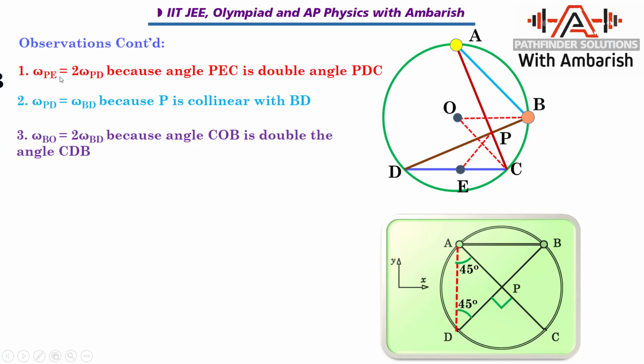Now fact 1, omega PE is twice omega PD. Fact 2, omega PD is the same as omega BD, and fact 3, omega BO is twice omega BD. And what follows from this straight away is fact 4. So that means what? Omega PE is equal to omega BO. That is, the rate of rotation of P about E is the same as the rate of rotation of B about O. And we are going to use this fact on the next slide.